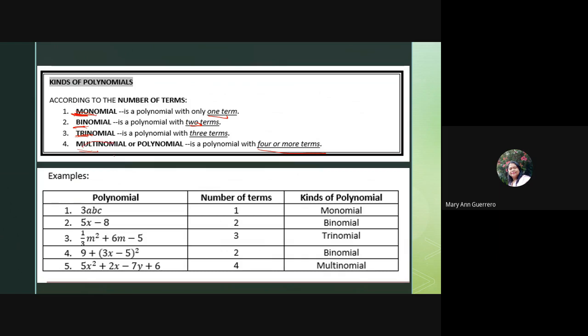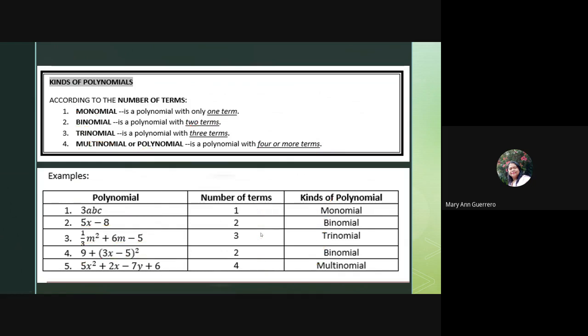Okay? So, tinatawag din siyang polynomial. Now, to avoid confusion, let us use multinomial. Okay, for more terms. For example here, 1 term, that is called monomial. 2 terms, that is called binomial. 3, trinomial. 2, binomial. 5, of 4 terms, multinomial. So, yan. Remember, terms are separated by plus or minus sign. Okay?